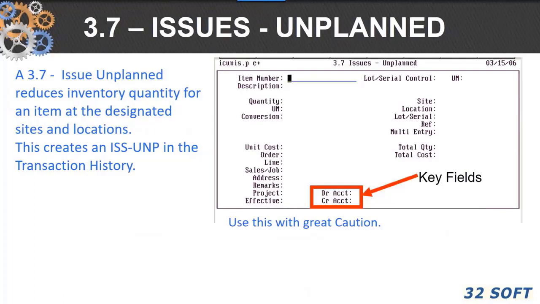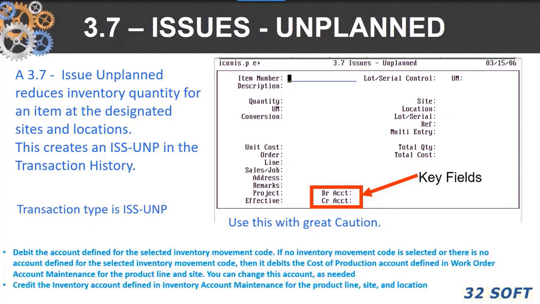This takes parts out of inventory. Again, key fields are the debit and credit account, and you should use this transaction with much caution. You'll see an ISS-UNP. I don't like to see a lot of those in the transaction history. As I mentioned, it indicates things are kind of out of control, and accountants hate these as much as they hate 3.9s. You don't want a whole lot of 3.7s and 3.9s in your inventory control system.